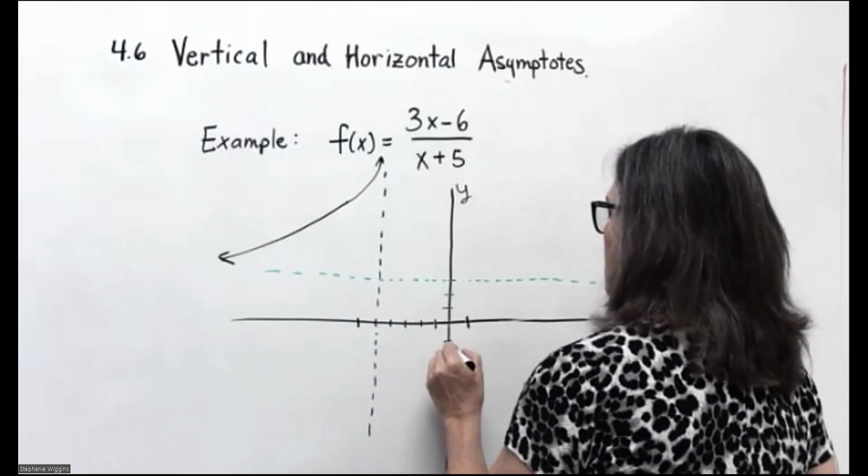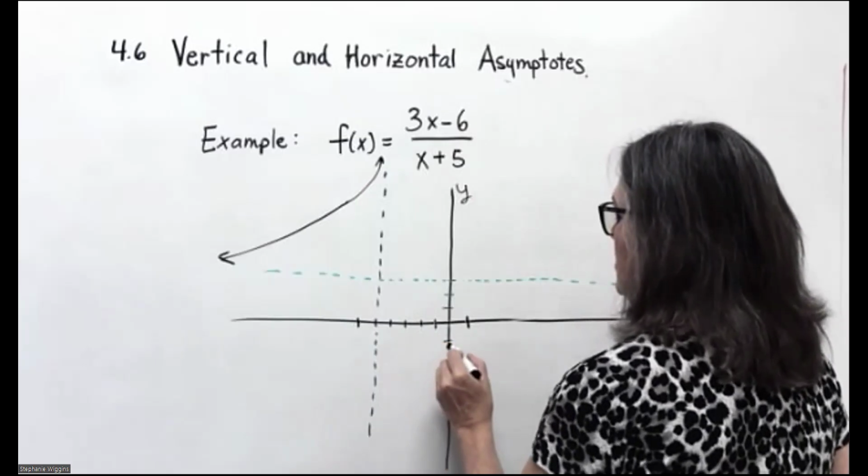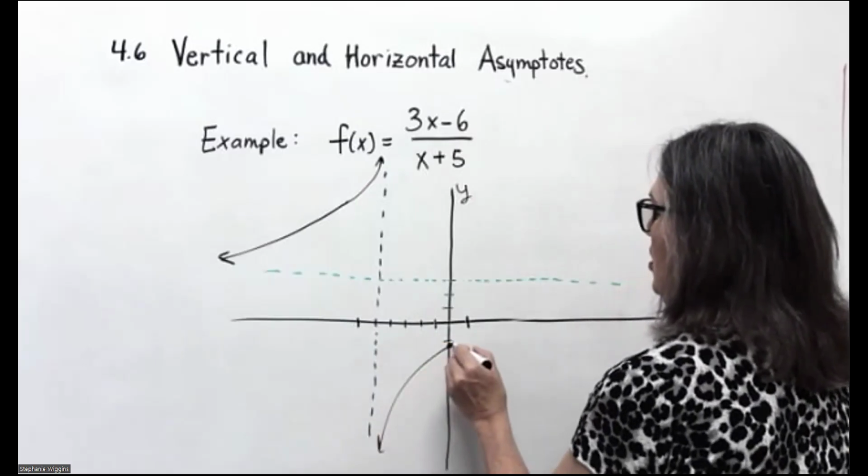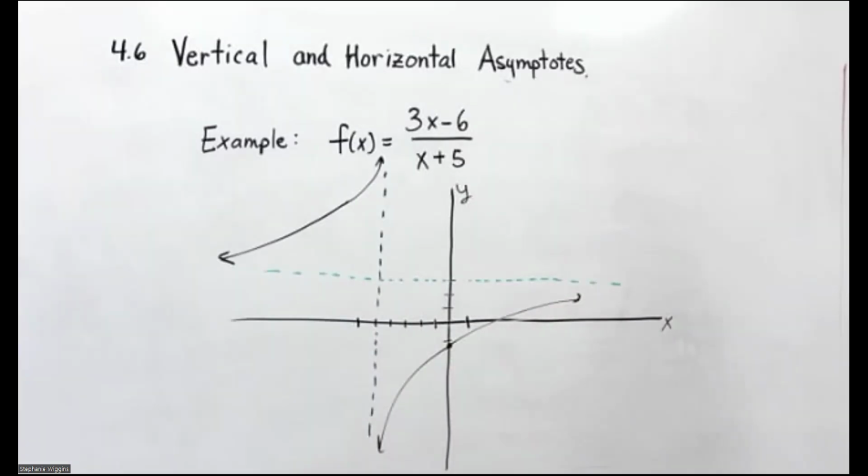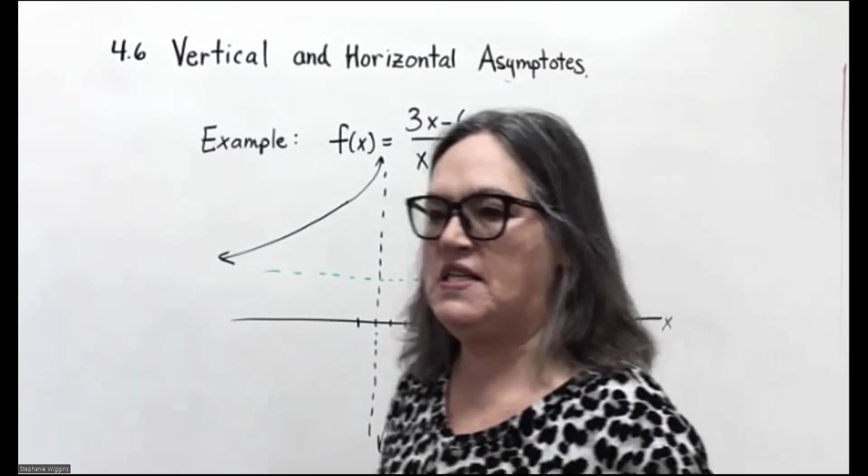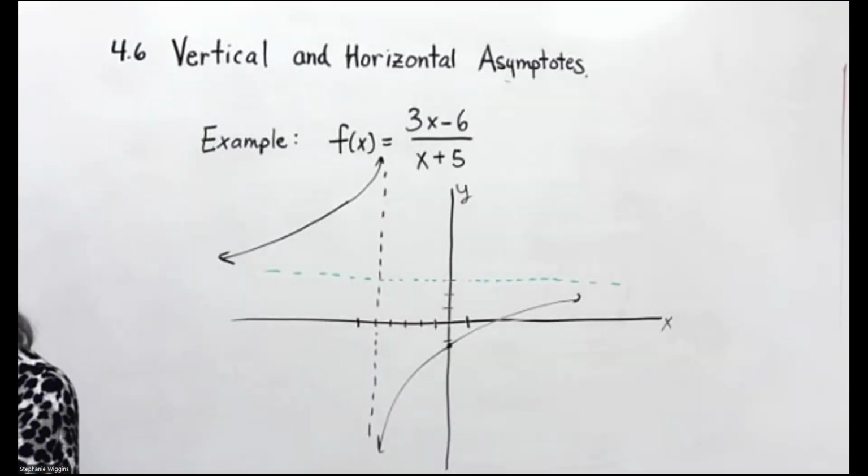If I plug in 0, it's going to be right about there. And so it's going to get closer. It's going to look something like that. That's not a very good picture. Let me pull up Desmos and show you what it really looks like, because my drawing is not very good. But that's how you find asymptotes. And I'll go into more detail on that in another video.